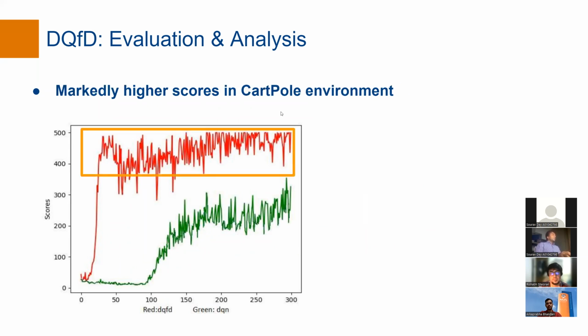The next thing is that there are markedly higher scores in the CartPole environment. So the running average is roughly in excess of 400 for DQfD, whereas in DQN, the running average is maintained around 210 or so. Now, this is a big difference in the reward scores that we get, and it's testament to how much more effective DQfD is, and the fact that the pre-training makes a massive difference in the model quality.